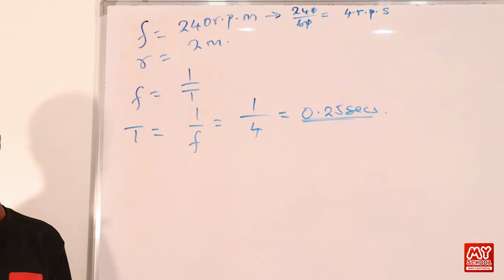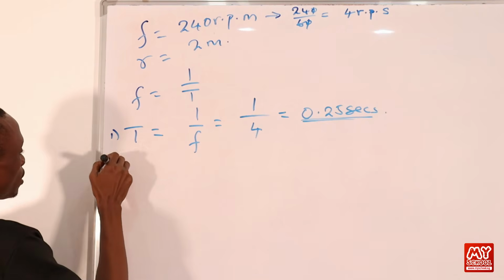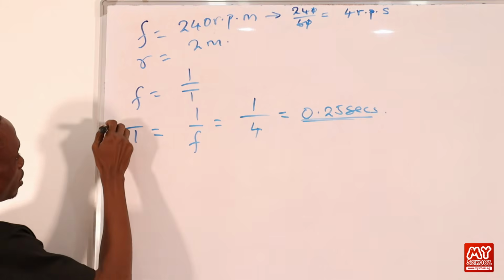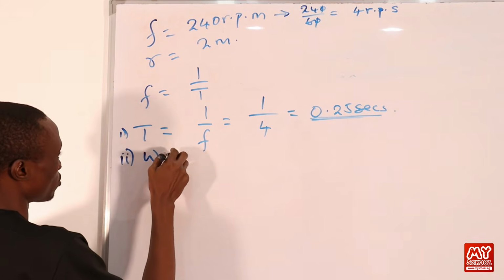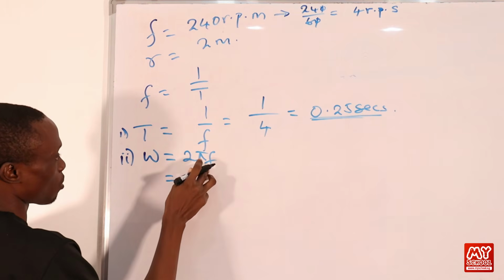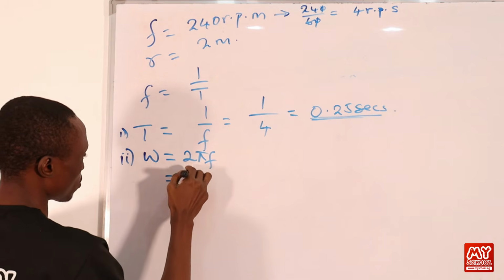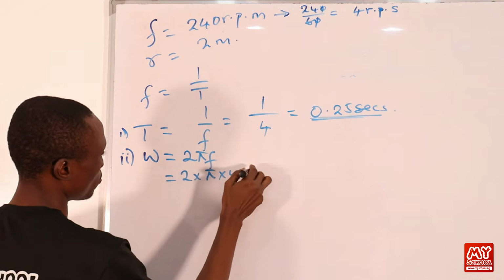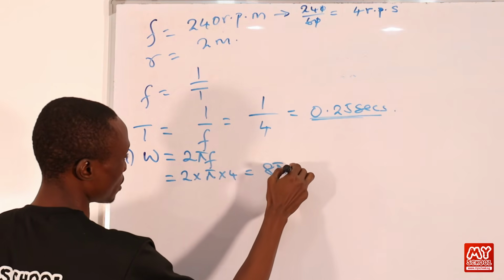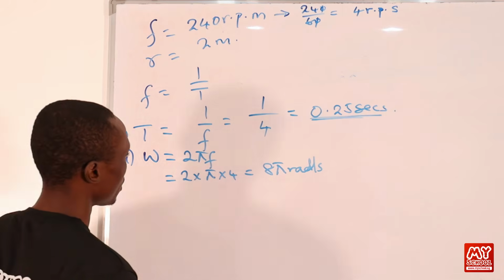The second thing that we are asked to find is angular velocity. Let's call this 1 and let's call that one I, so that will be proper. Angular velocity omega is related to frequency by the formula 2 pi f. We already know our frequency to be equal to 4 revolutions per second, so we just substitute it here. This becomes 2 times pi times 4, which is equal to 8 pi. So we are leaving our answer in terms of pi. That will be equal to 8 pi rev per second.